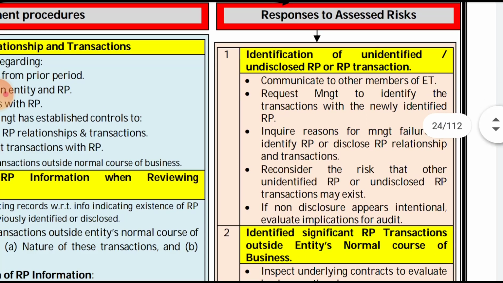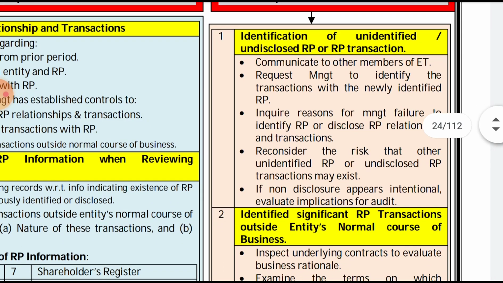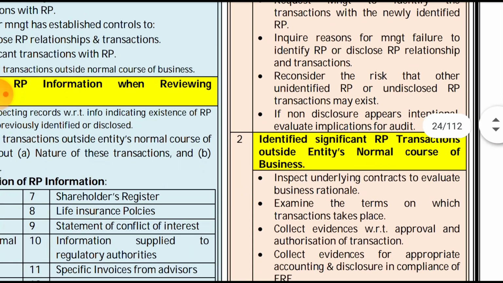So in these points we have seen that first, communicate to the other members of the engagement team. Second, request the management to identify the transactions with the newly identified related party. Third, inquire the reasons from the management for the failure to identify the related party. Fourth, reconsider the risk that other unidentified related parties or undisclosed related party transactions may exist, and if the non-disclosure appears to be intentional, evaluate the implications for the audit.